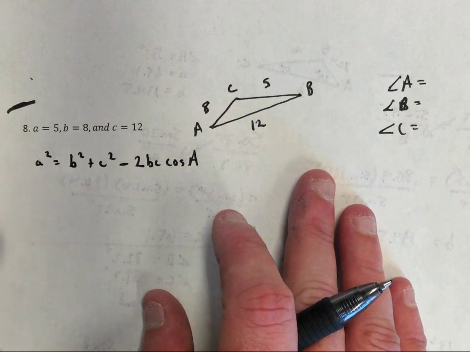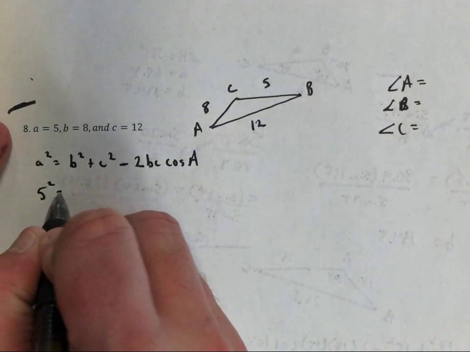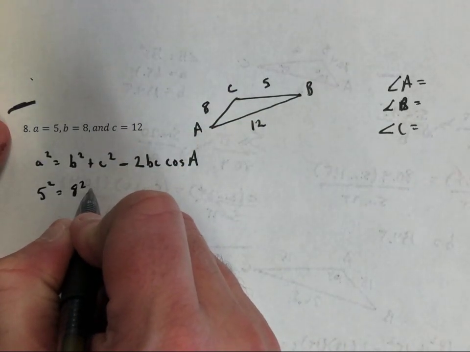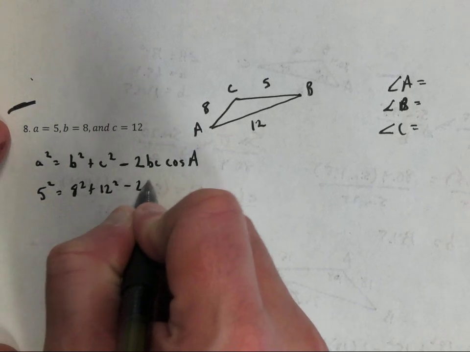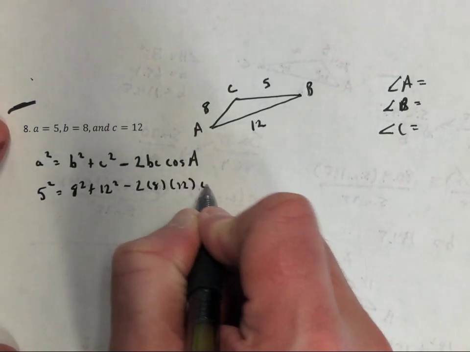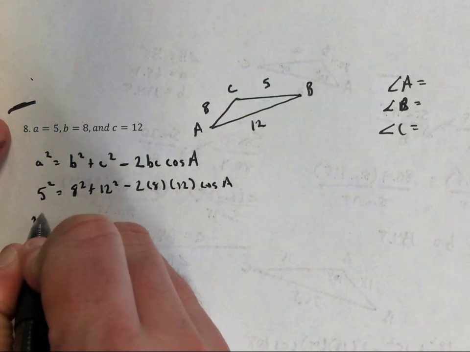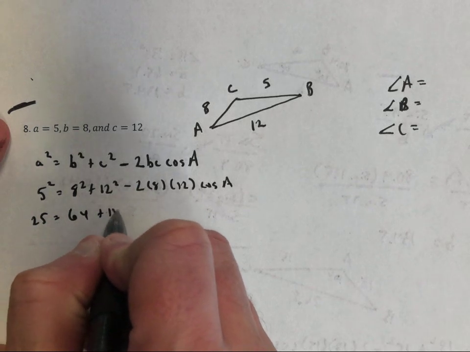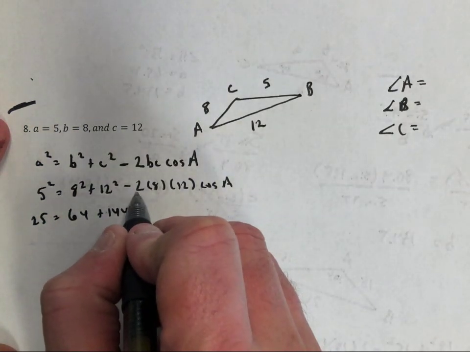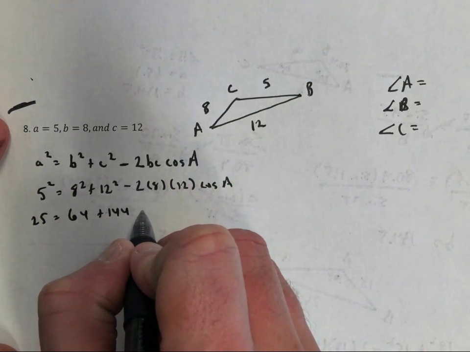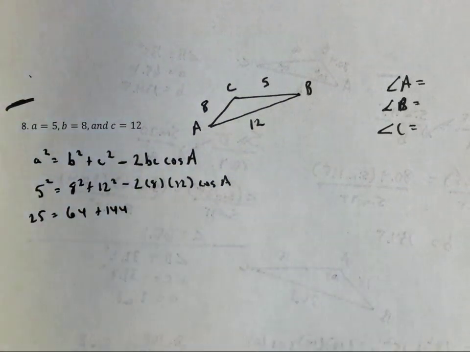So, A is 5, 5 squared equals B squared, B is 8, plus C squared, C is 12, minus 2 times 8 times 12 cosine of A. 25 equals 64 plus 144. What's negative 2 times 8 is negative 16 times 12? What's negative 16 times 12? Negative 192, you said? Negative 192.